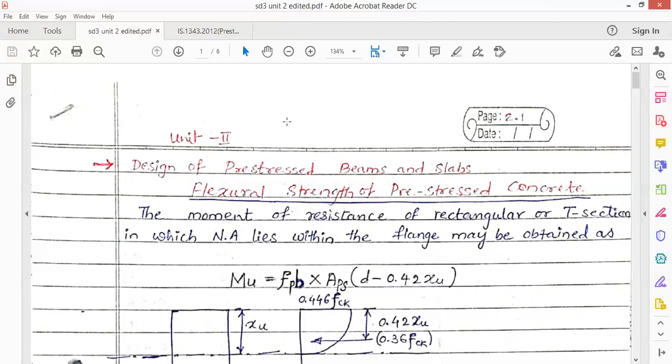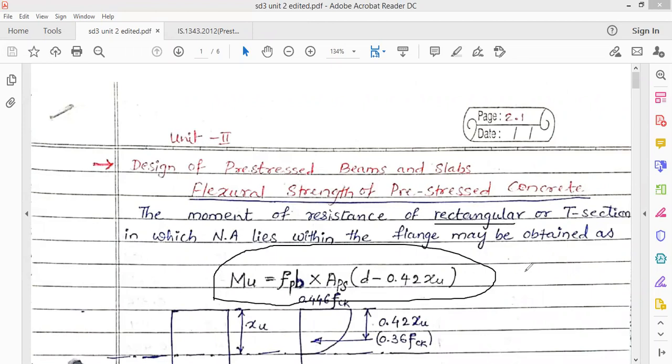So here, particularly in case of pre-stressed concrete sections, we have two types. One is a rectangular section and another is a flanged section. In case of a rectangular section, we get the moment of resistance value with the equation shown here. This equation can be used for the calculation of moment of resistance for rectangular sections.